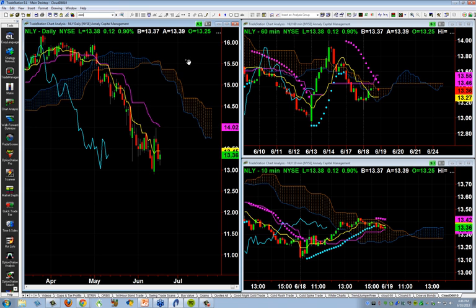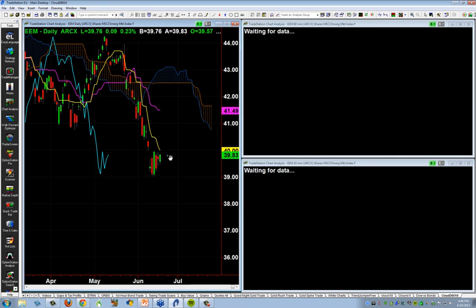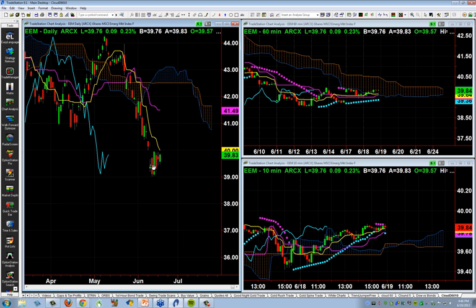EEM. Good sell signal below the cloud. Lagging line below. In the 60-minute, it's in the cloud, so that'll probably be a good sell signal. The 10-minute is not confirming, but it still looks really good.